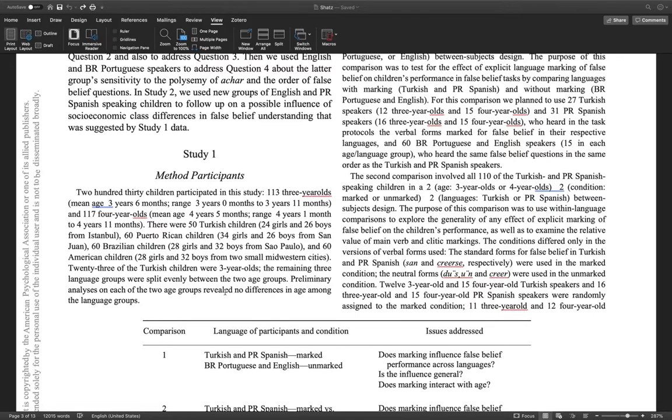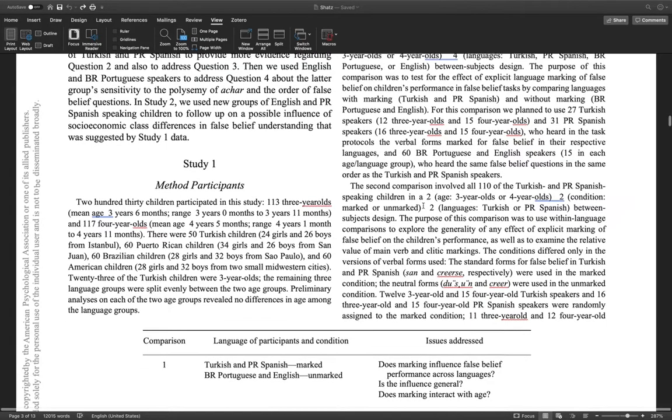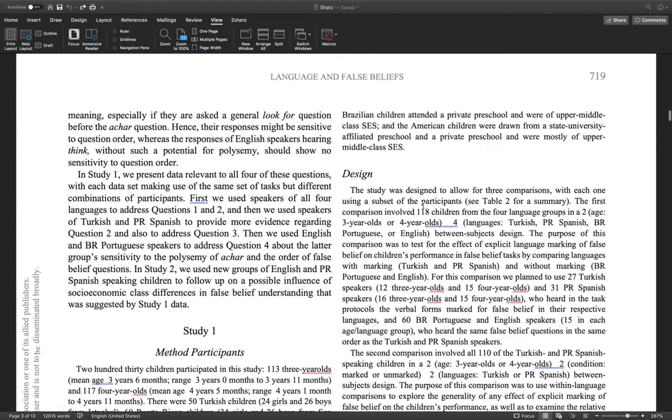Preliminary analysis on each of the 2 age groups revealed no differences in age among the language groups. So that's just saying both language groups have the same number of people of each age. That doesn't worry me as it might worry you because I know there's statistical methods to deal with unequal sample size. Brazilian children attended a private school and were of upper middle class SES, and the American children were drawn from a state university affiliated preschool and a private preschool and were mostly of upper middle class SES.